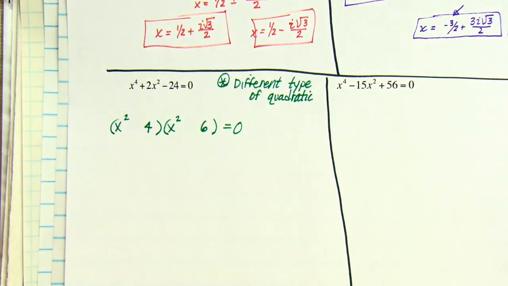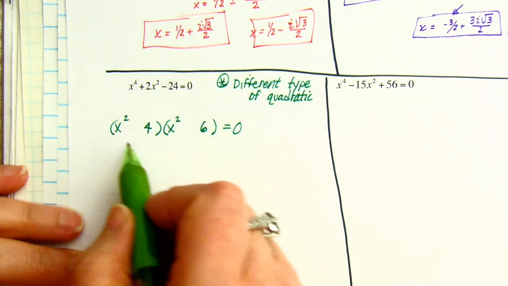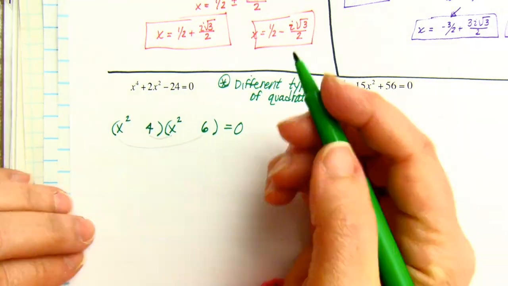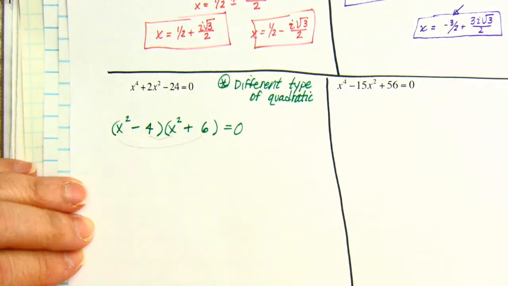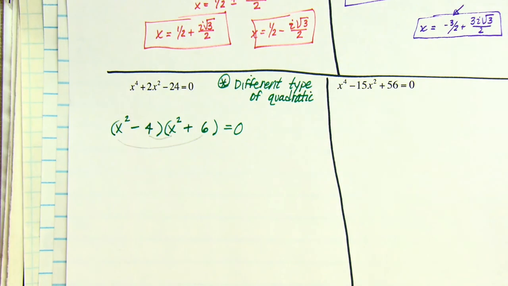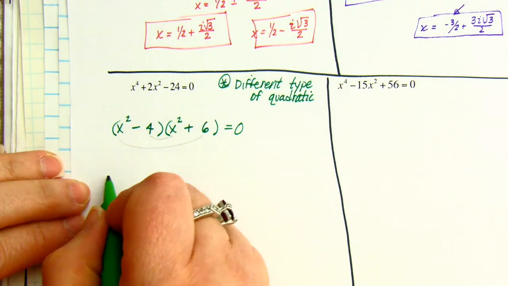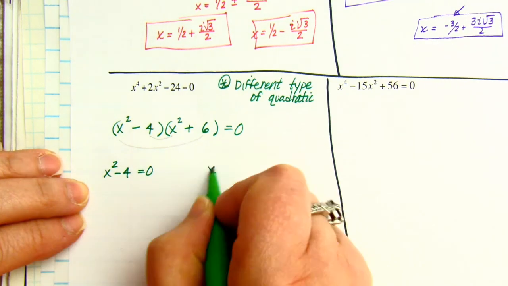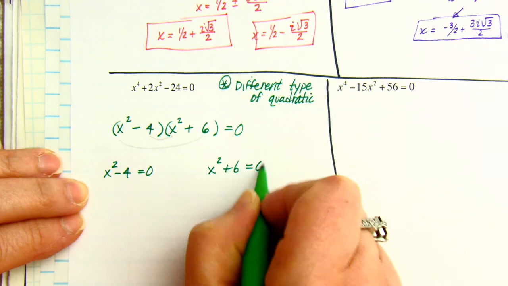Signs are different, larger product is plus. Folks, when we're talking about the larger product, it's the product of the outers and the inners. Which one's bigger? 6x squared is bigger. That gets the plus, that gets the minus. Now I can take my two factors. x squared minus 4 equals 0, and x squared plus 6 equals 0.